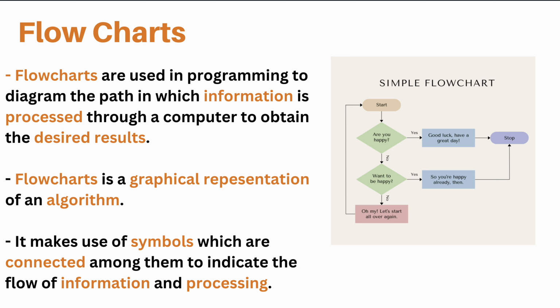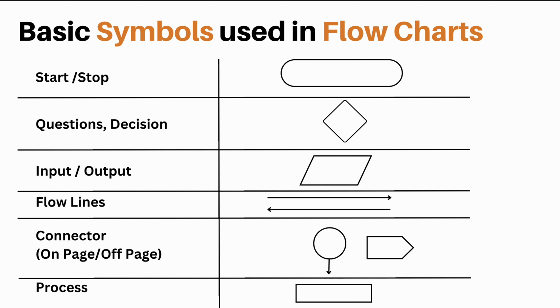And it makes use of symbols which are connected among them to indicate the flow of information and processing. So this is a simple flowchart. If you see, start, are you happy? No. Want to be happy? Okay. Are you happy? Good luck. Have a great day. And stop. Or want to be happy? So you are happy already then? Yes. And no. Oh my, let's start all over again. Come here. So this is how flowcharts work.